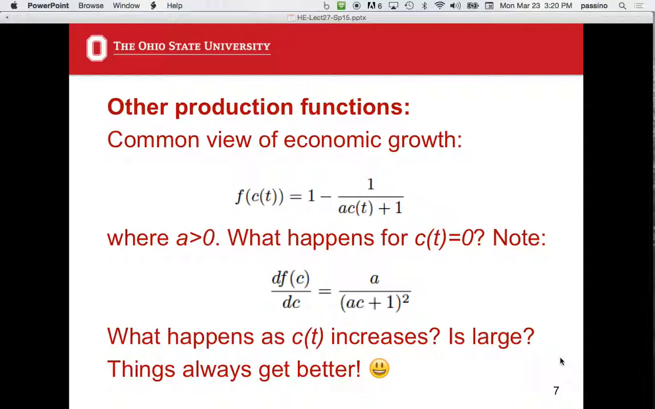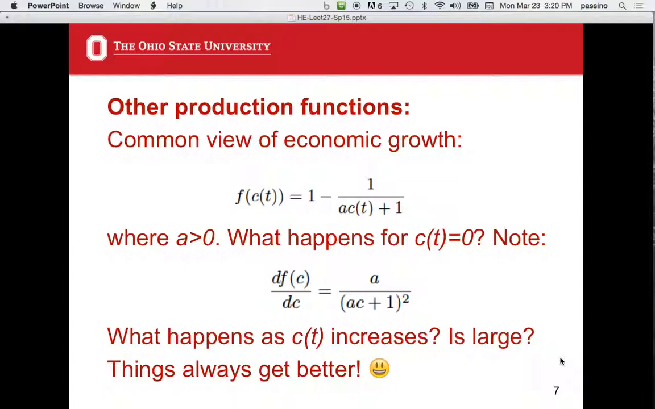Other production functions. So the common view of economic growth says this. It says that F looks like a function like that. Now, look at that function for a minute, and can somebody quickly tell me its shape? F of C, if I plot C along the horizontal axis, F along the vertical axis, what's the shape of the function? The way you do this is you first ask what happens when C is zero. If C is zero, 1 minus 1 over 1 is zero. So F is zero.